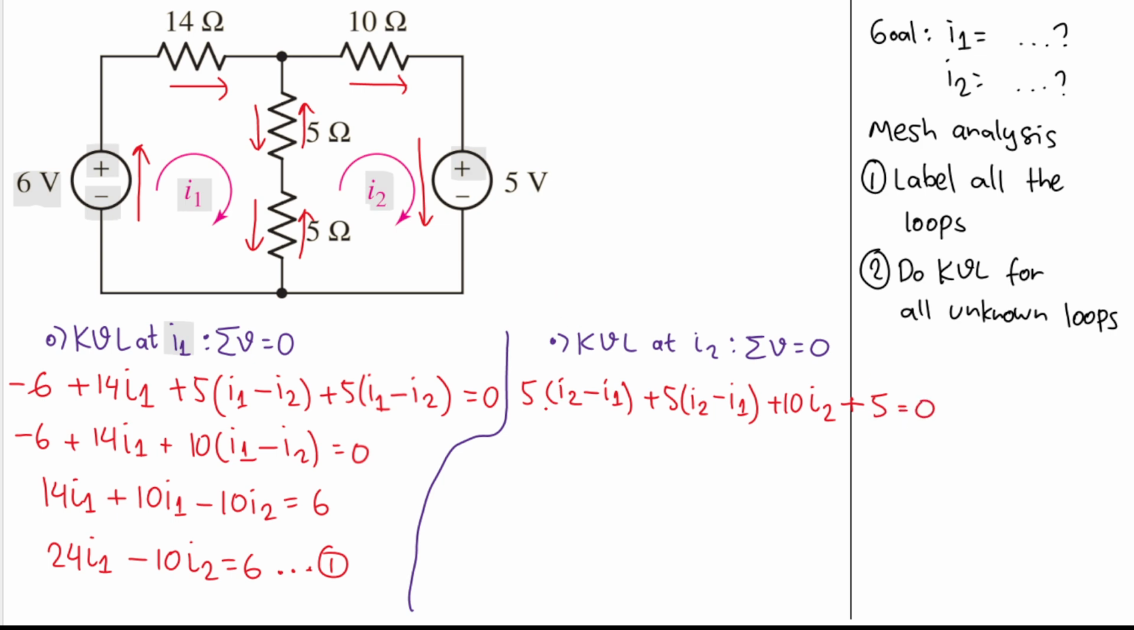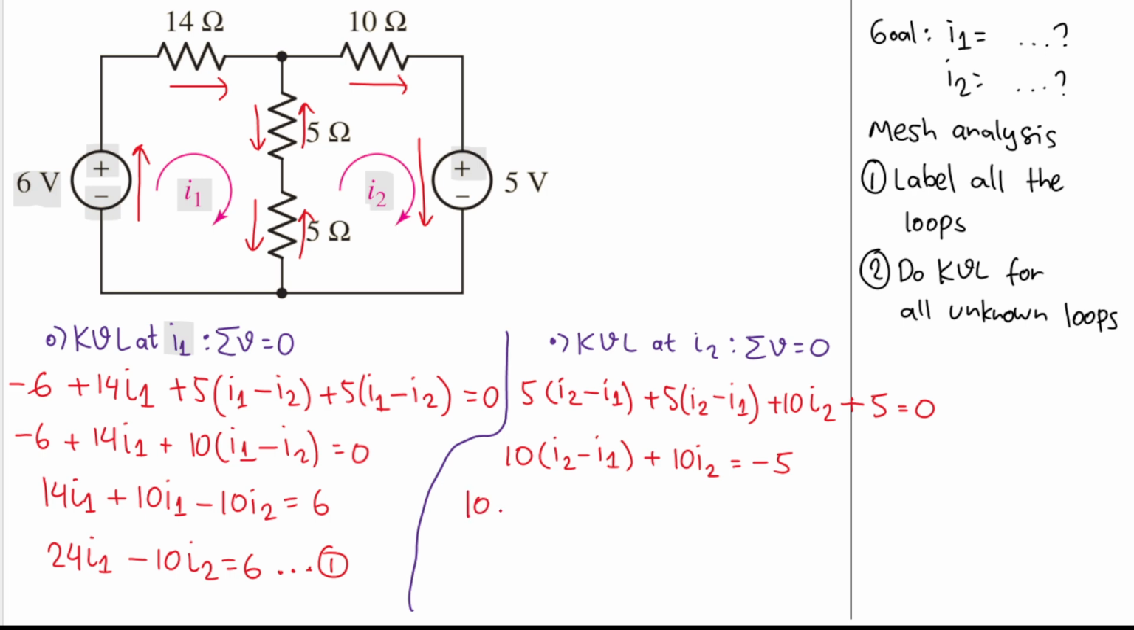Good. Now let's simplify things. 5 plus 5 is 10, so we can simplify this into 10 (I2 minus I1). And then we will have plus 10 I2. And then plus 5, move it to the right-hand side, I will have minus 5. Good. Now let's do distribution on this 10 here.